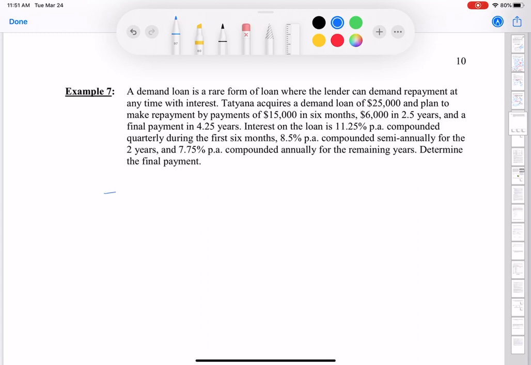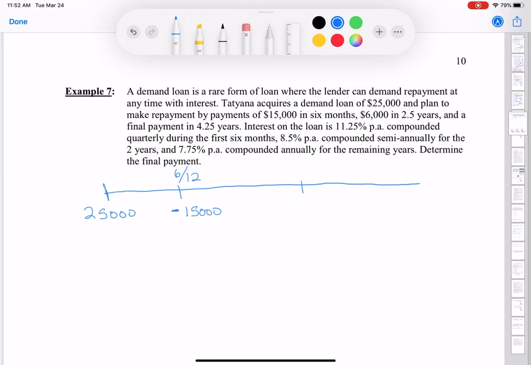So it's often a best strategy to get a picture of what's going on in the question, with a timeline to help us to process what it is we need to do. So Tatiana has this loan of $25,000. And she plans to make some payments. She plans to make a payment in 6 months, so 6 over 12. She plans to make a payment of $15,000. So we're going to need to make a stop there and take off her $15,000 payment.